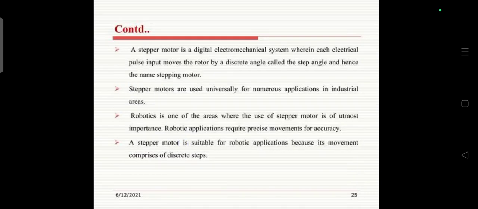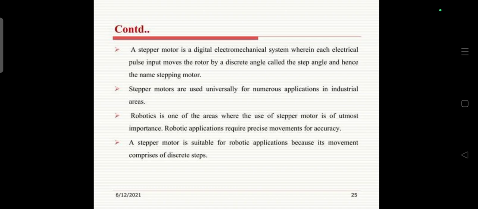A stepper motor is a digital electromechanical system wherein each electrical pulse input moves the rotor by a discrete angle called the step angle, and hence the name stepper motor. Stepper motors are used universally for numerous applications in industrial areas. Robotics is one of the areas where the use of the stepper motor is of utmost importance. Robotic applications require precise movements for accuracy. The stepper motor is suitable for robotic applications because its movement comprises discrete steps.